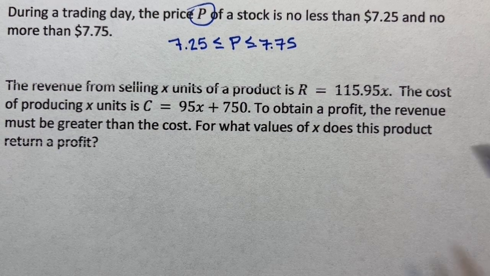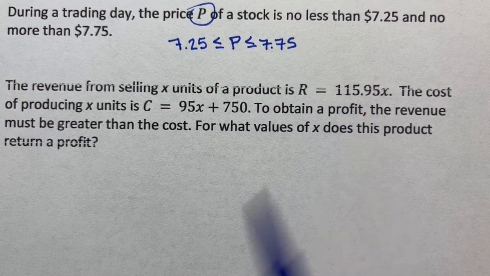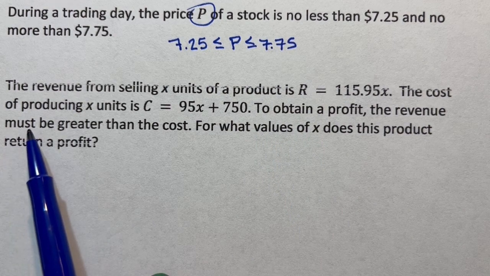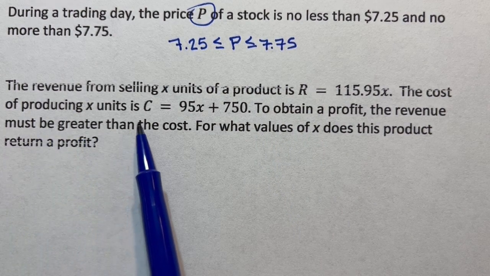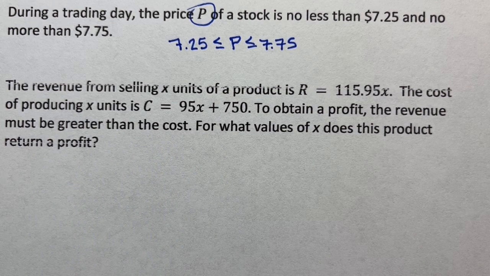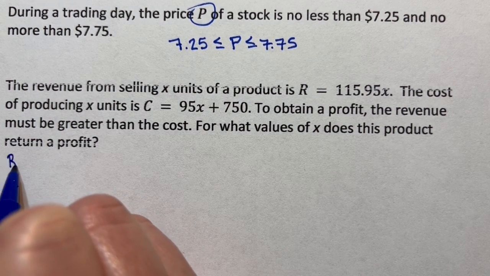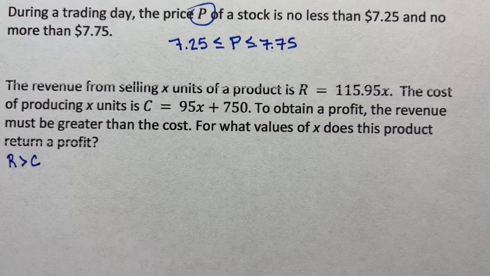The revenue from selling X units of a product is R equals 115.95X. The cost of producing X units is C equals 95X plus $750. To obtain a profit, the revenue must be greater than the cost. For what values of X does this product return a profit? All right, so what is really being asked is that the revenue is greater than the cost.